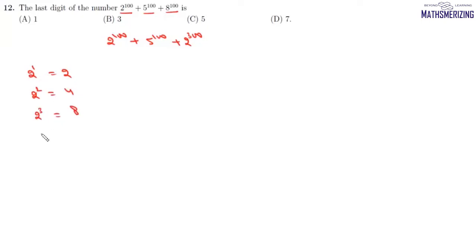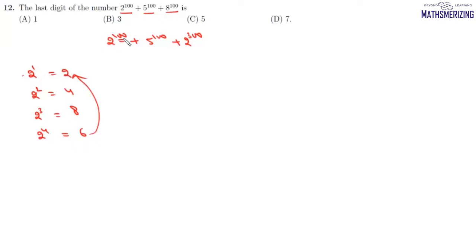2 cube is 8. 2 to the power 4 is 16. And then again we'll have 2, 4, 8 and 6. So this last digit is periodic with the period 4.